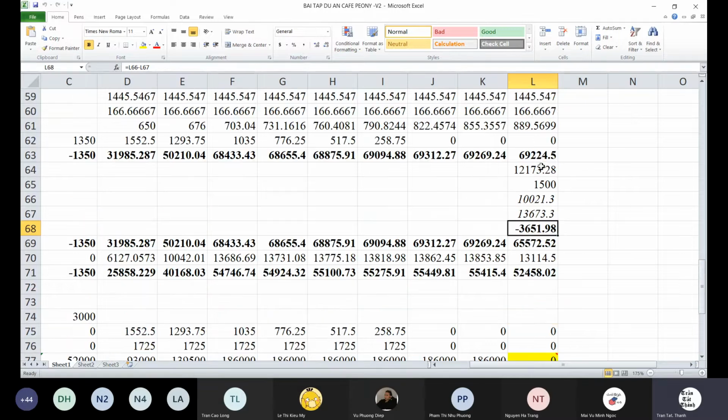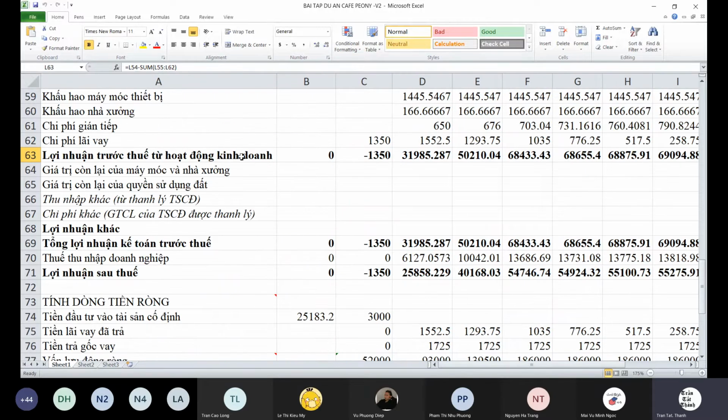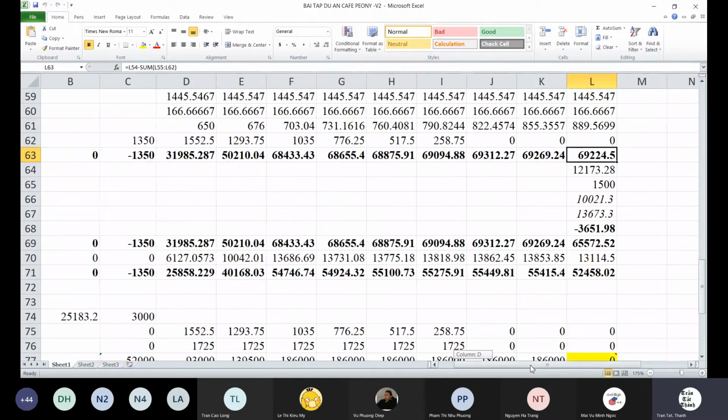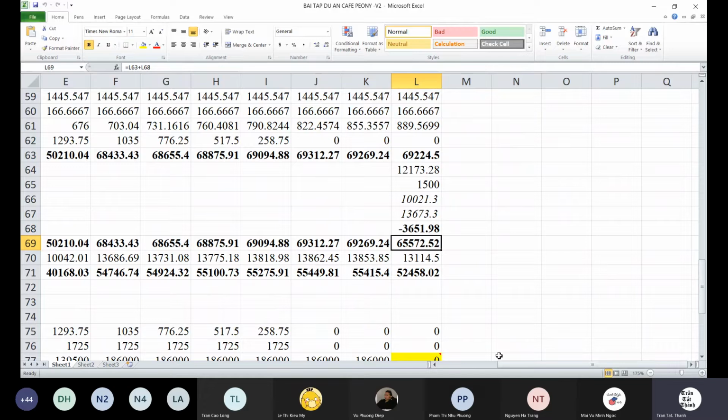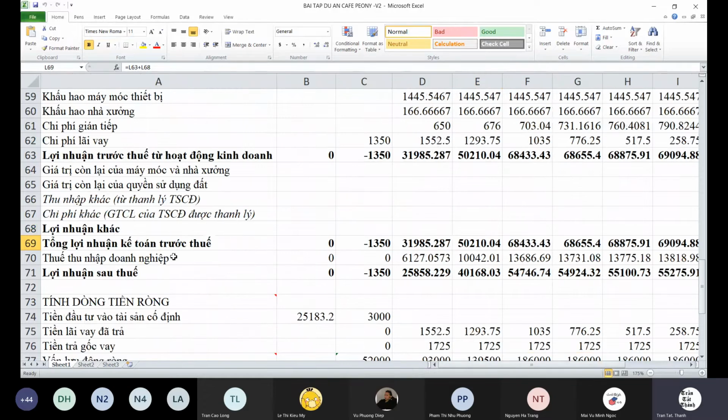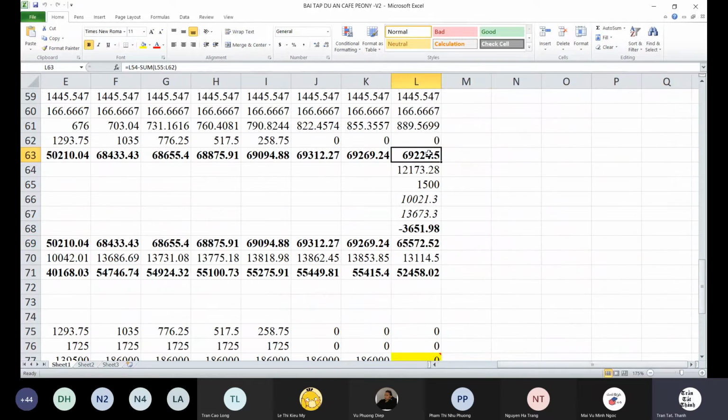Because why? Because you also have the income before tax from other activity, which is the operating activity here. And the total income before tax would equal the income from operating activity plus the income from the disposal of fixed assets. So even though the income from disposal of fixed assets may be negative, the tax would not be zero. You would have the negative tax.